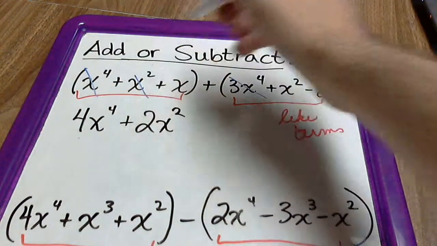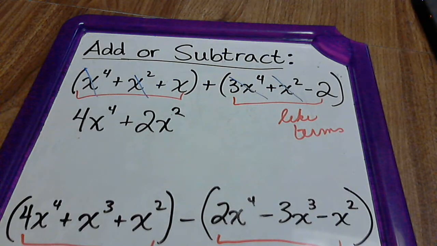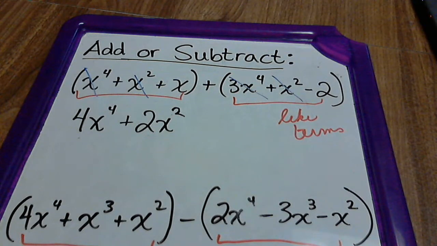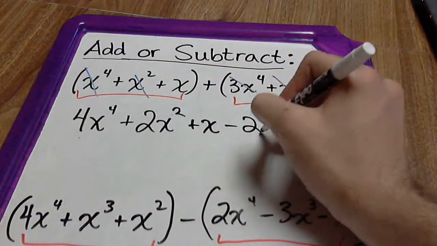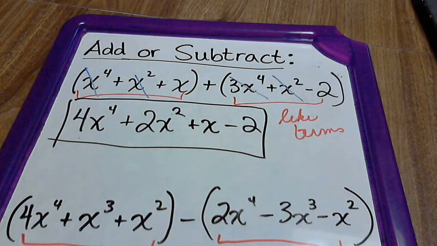Now what about these terms here? We have an x and a negative 2 left. They're not like terms because this one is an x, that one's a 2. One's a variable, one is a number. They're not like terms, so we can't do anything with them, and we simply copy them down. So then that is our final answer there.